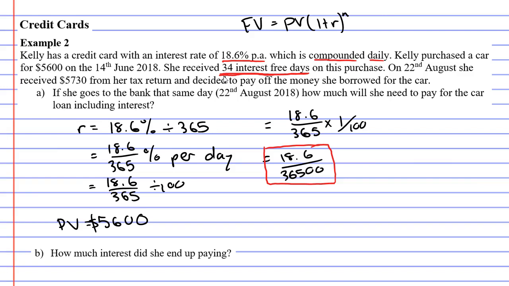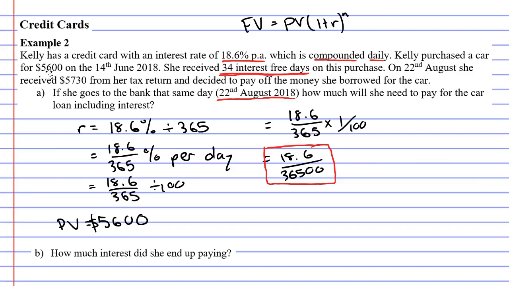Next, it says that on the 22nd of August, she received $5,730 from her tax return and decided to pay off the money she borrowed for the car. Great. So question A says if she goes to the bank that same day on the 22nd of August, how much will she need to pay for the car loan including interest? So she's going to end up paying more than $5,600 because interest has accumulated in this time.